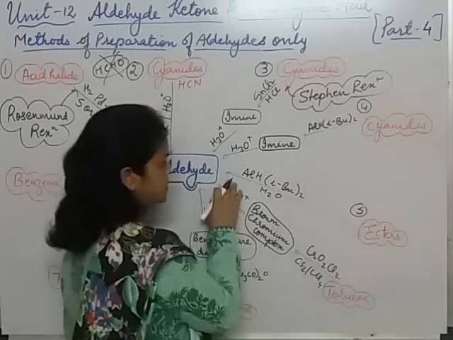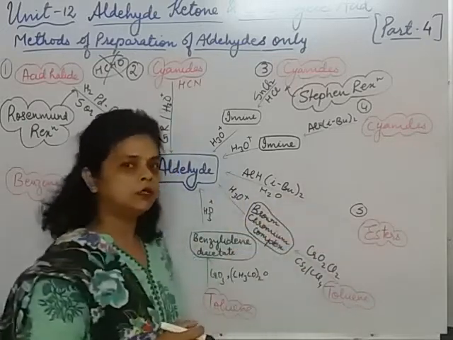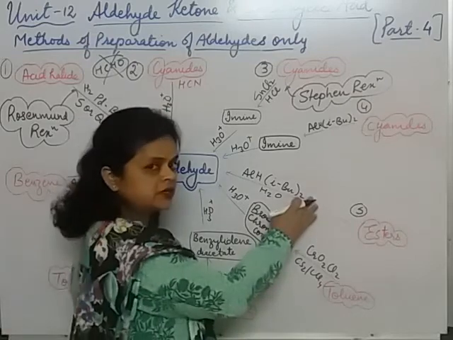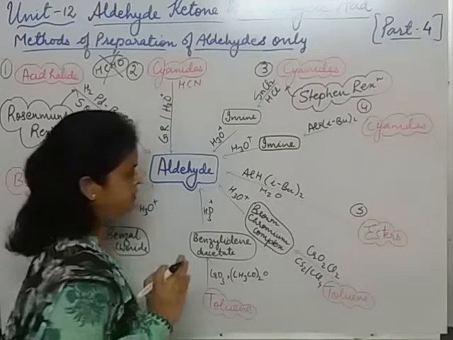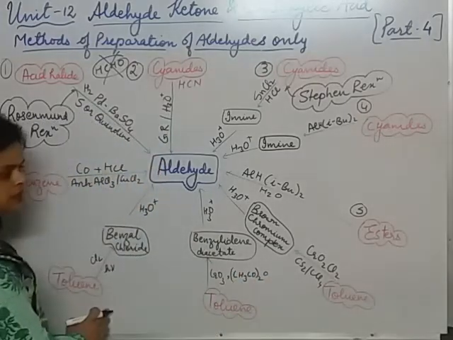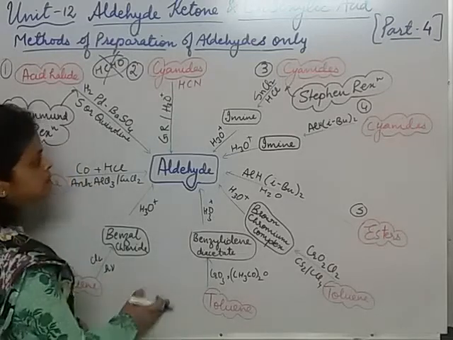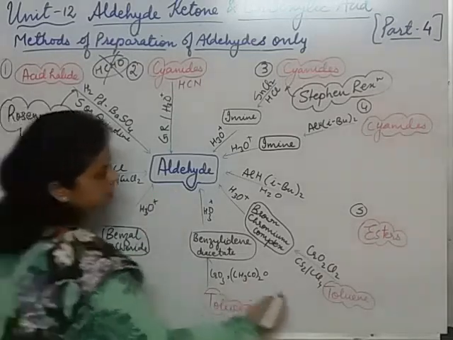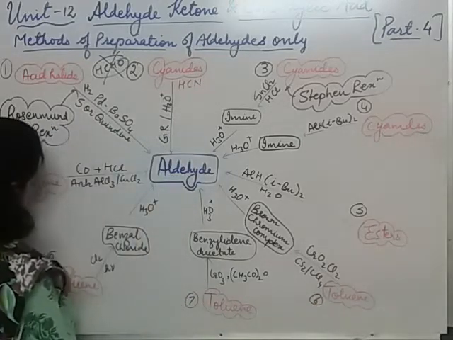Esters can also be converted into aldehyde by DIBAL followed by hydrolysis. So first reduction will take place and then hydrolysis. Okay, we will see the reaction afterwards. Now the next 3 methods which I will be discussing are the aromatic hydrocarbons which can be converted into aldehydes. 6th number, 7th number, and this is the 8th number.